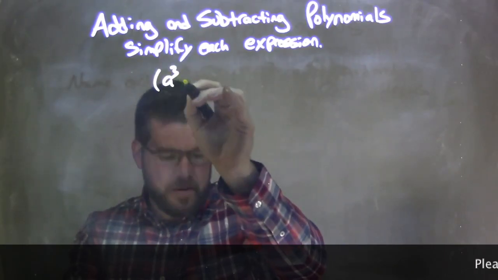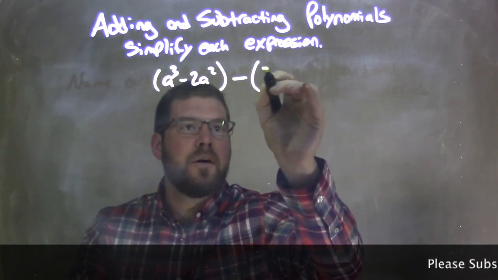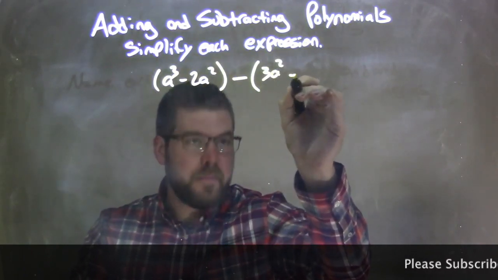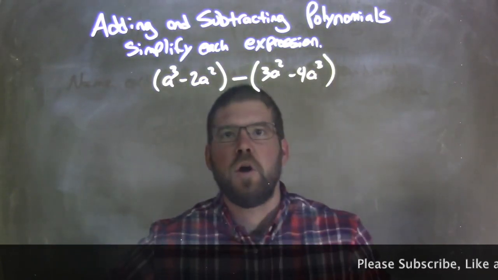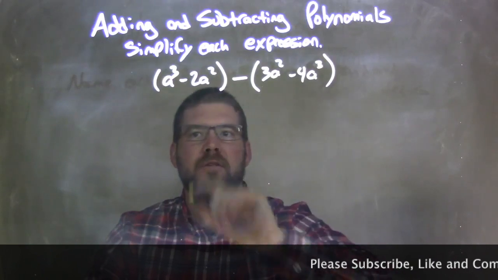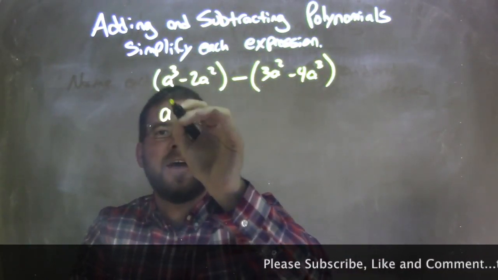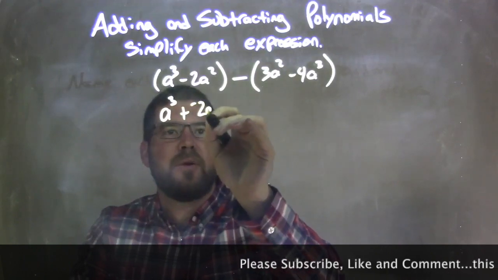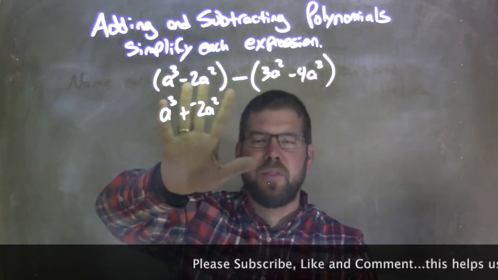a to the third, parentheses, minus 2a squared, minus, parentheses, 3a squared, minus 4a to the third. Okay. First thing I need to do is I'm going to distribute that minus sign across here. So I'm going to rewrite all these with plus and negative because I like that. So I'll have a to the third plus a negative 2a squared. And notice I got rid of my parentheses. I couldn't simplify them anymore.